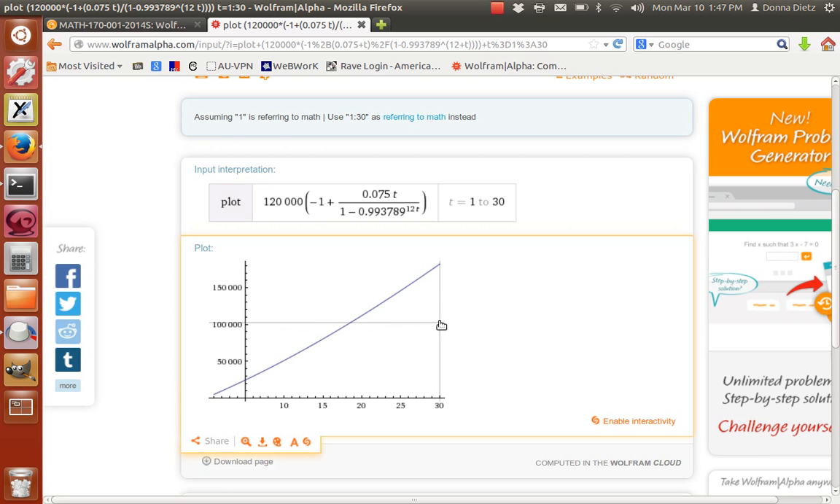In this case, it's saying that after 30 years, you're going to have, I don't know, we'll see, we're all the way up here, 150, 160, 170, 180, looks like 180,000 is the total interest paid on that house. So you're paying more than the value of the house. You're paying for the house twice.